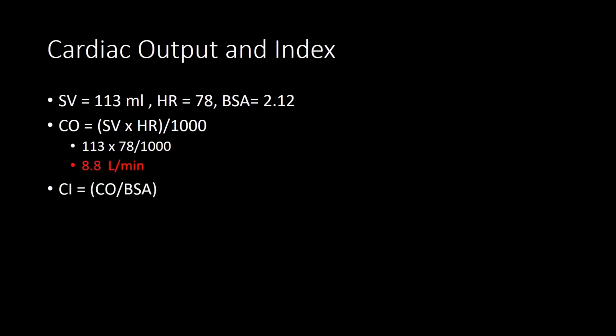Also high. And the cardiac index is simply your cardiac output divided by your BSA, which is going to be 8.8 divided by 2.12, which is 4.2 liters per minute per meter squared. It's really high. Which the presentation was consistent with sepsis. So this all makes sense with the clinical presentation.